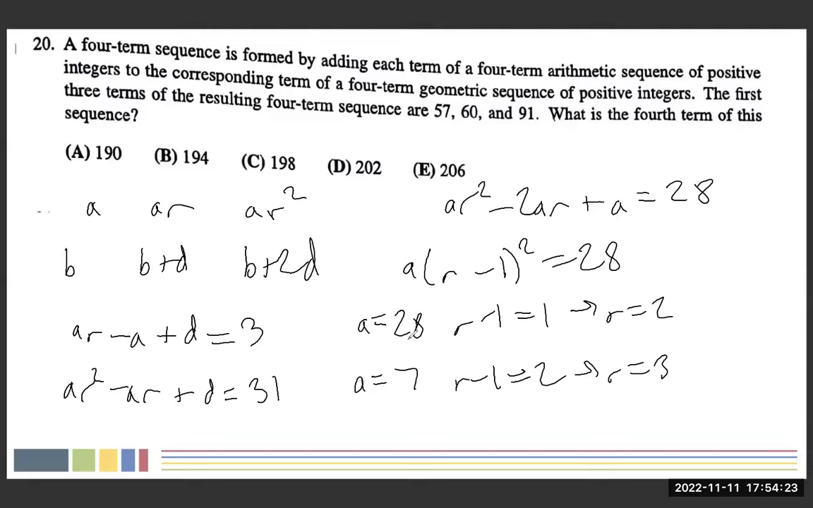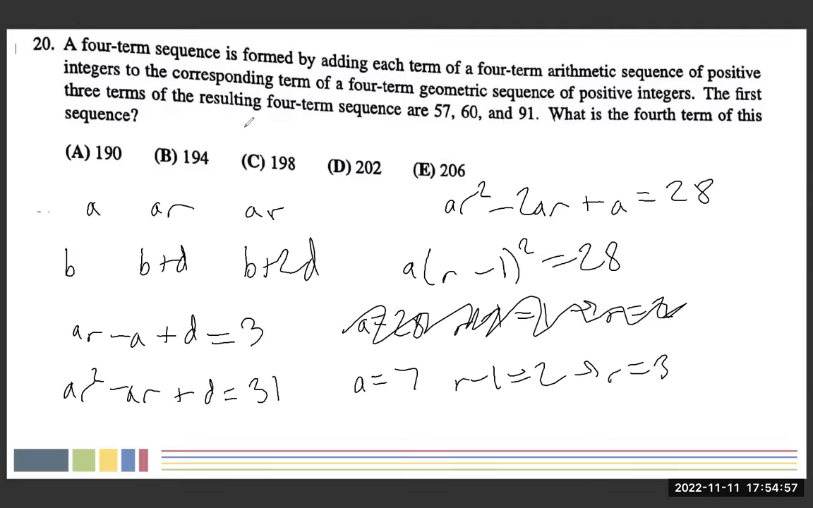If we try the first one, A equals 28 and R equals 2, we'll see that it doesn't work. The arithmetic sequence works just fine and everything works perfectly, except that negative 21 is not a positive integer. It's a negative integer, which contradicts the fact that they're all supposed to be positive integers. Other than that, all the sums work and they're arithmetic and geometric sequences, but this solution can't work.